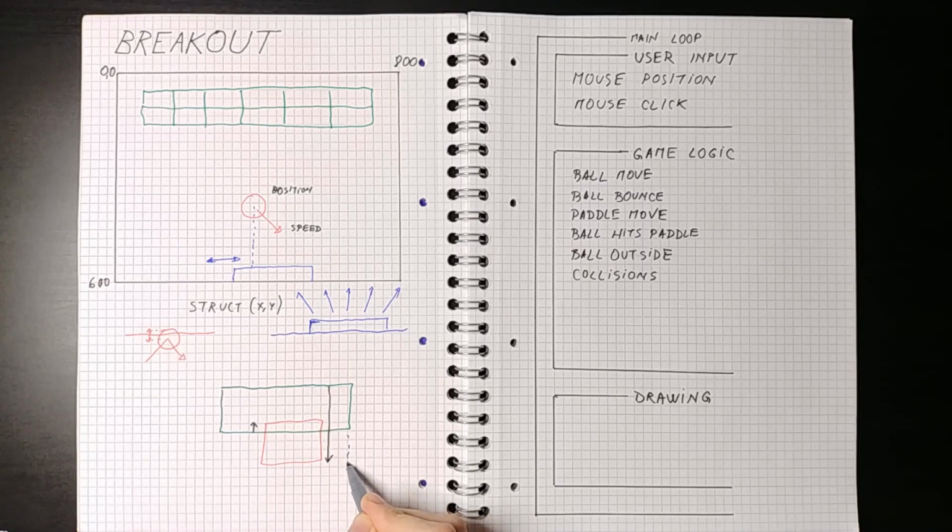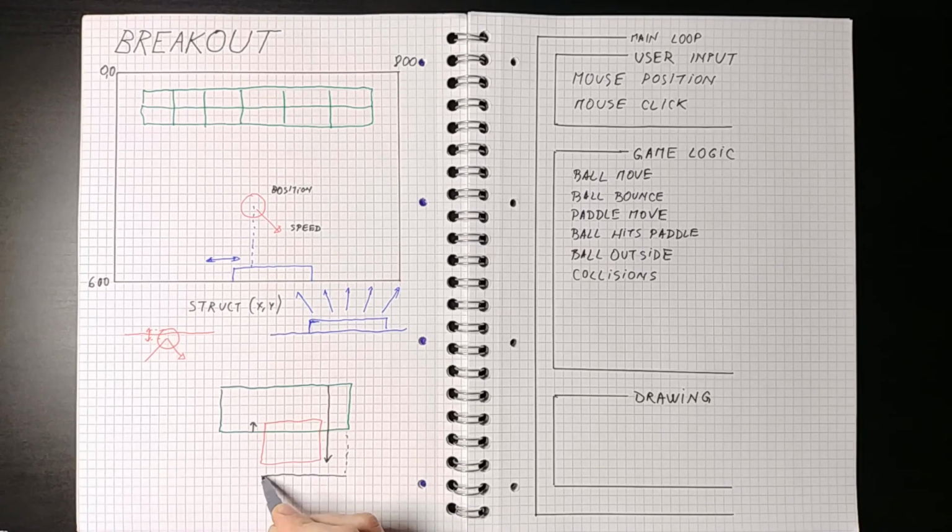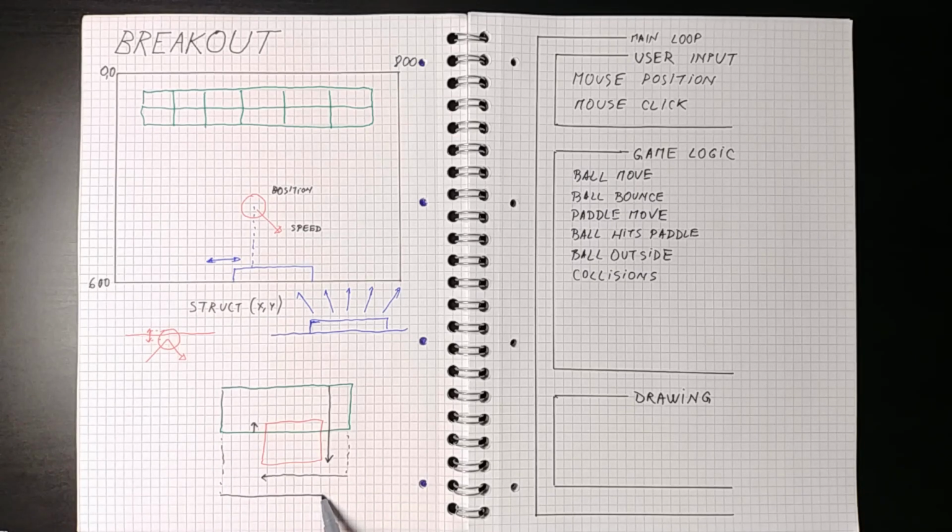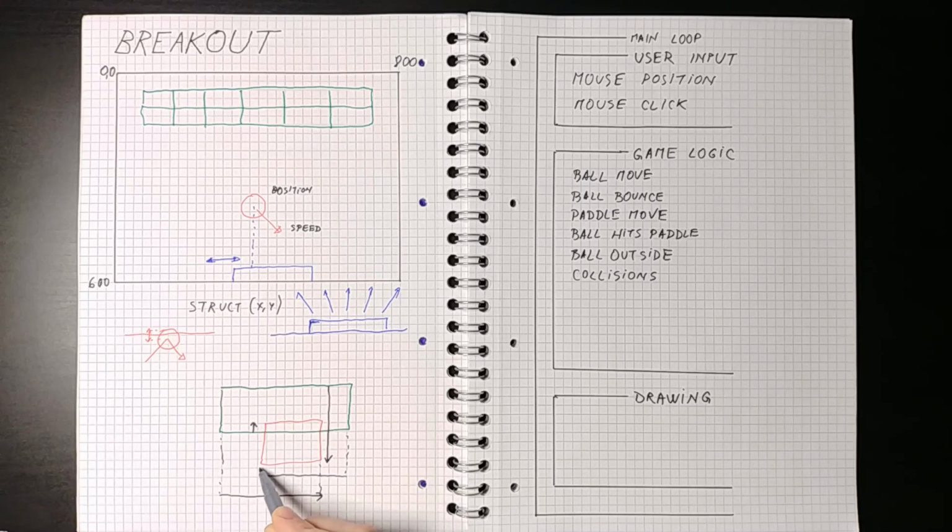If the ball's left side is on the left of the brick's right side, and at the same time the ball's right side is at the right of the brick's left side, we have an overlap on the x-axis. If both conditions are met, we have a collision.